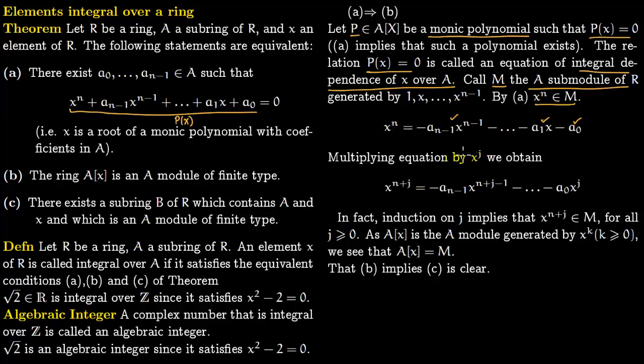Now you multiply by some x^j to both sides, so x^(n+j), you have this multiplication. Again, inductively, since x^n lies in M, you can put x^(n+1) on this side and then you will have x^n on this side. You keep doing this inductively, and you will see all x^(n+j) lie in M, because we only need up to this portion. After that, this equation is helping us. So x^n is in M, therefore x^(n+1) is in M, and so on. So A[x] is the A-module generated by all x^k.